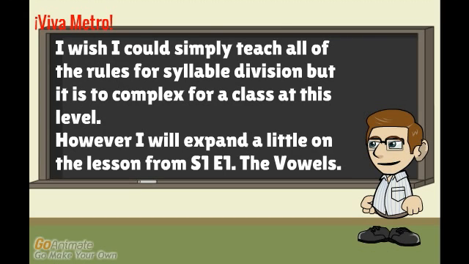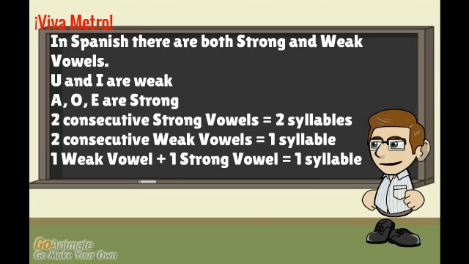Moving on now, I wish I could simply teach all of the rules for syllable division, but it is too complex for a class at this level. However, I will expand a little on the lesson from Season 1, Episode 1, the vowels. In Spanish, there are both strong and weak vowels. The following is the rule. You and I are weak. That is kind of a humbling rule, right? You and I are weak.